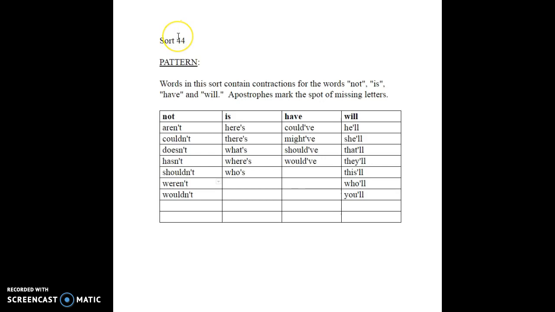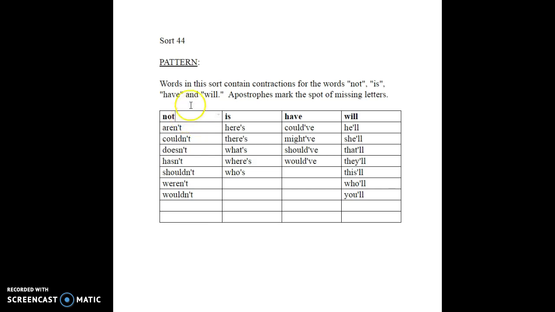This is sort 44, and in this pattern, you're going to be studying contractions, specifically for the words not, is, have, and will. Apostrophes mark the spot of missing letters. So if you'll notice in the word aren't, the apostrophe is holding the spot of the letter O. So if we were to put a space here, this word would be are not, but we can shorten it and make it a contraction by adding the two words together and taking out the O and adding an apostrophe.